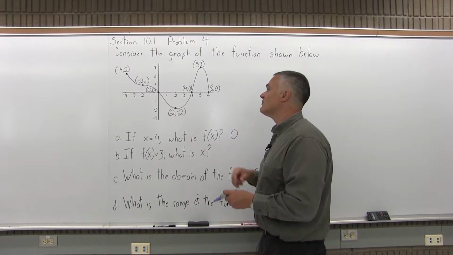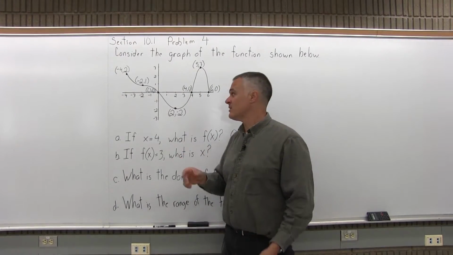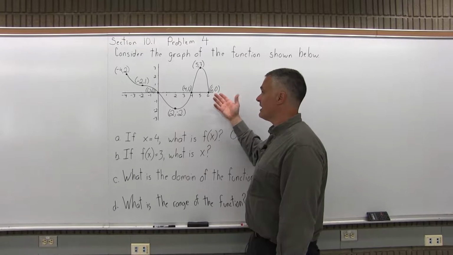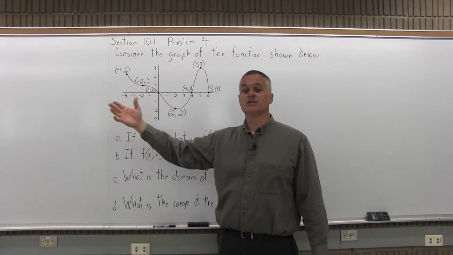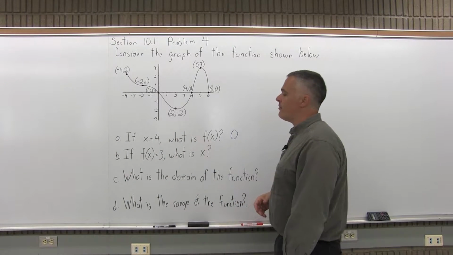What this means is if you put in a 4, what you get out is a 0. The x values are what you're choosing to put in, and the height that you go up or down to get to the graph is what the function is giving you as an output, what you get out.